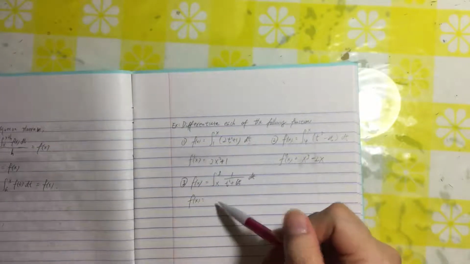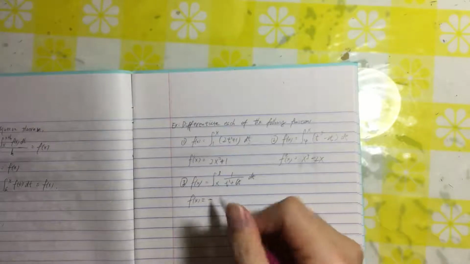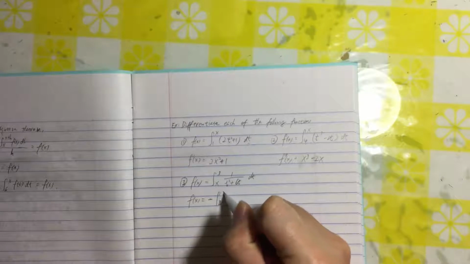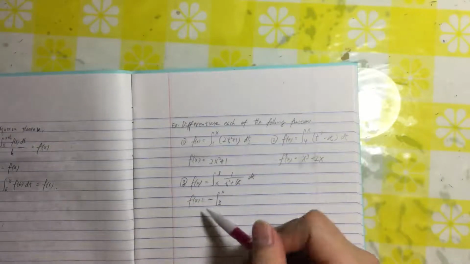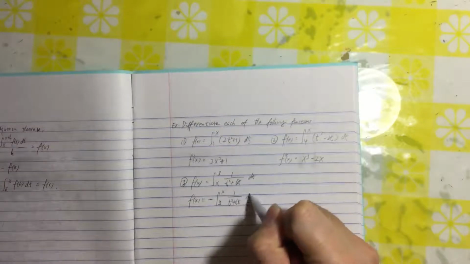For integrals, there's a property that says if I switch the upper and lower limits, I change the sign of the integral, making it from positive to negative. That's the property of integrals. If I interchange the upper and lower limits, I change the sign of the integral. Then we can apply the fundamental theorem of calculus.